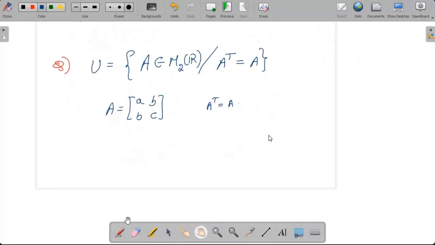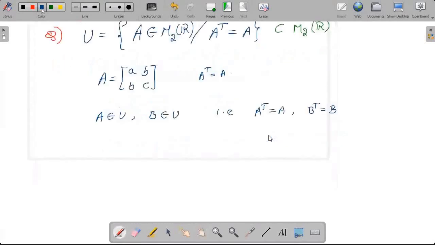All right. Now I'd like to see whether this is a subspace of M2 or not. M2 means the set of all 2 by 2 matrices with real entries. So now let me do one thing. Let me pick up two elements. Instead of writing U1, U2, let me use A and B. So let me assume that A belongs to U, B belongs to U. It means A transpose equal to A and B transpose equal to B. This is what we know. Now we'd like to see whether this U is a subspace or not.